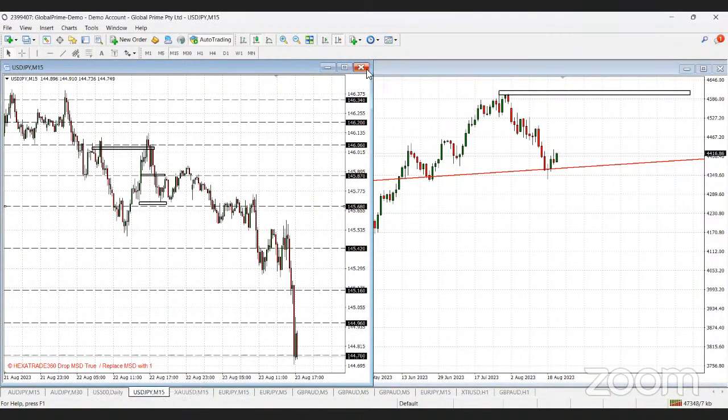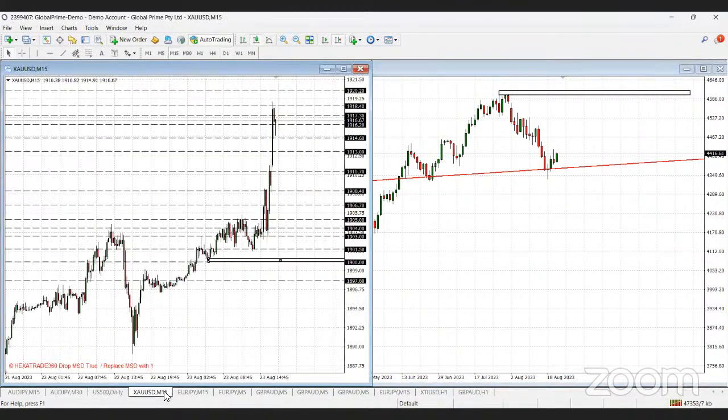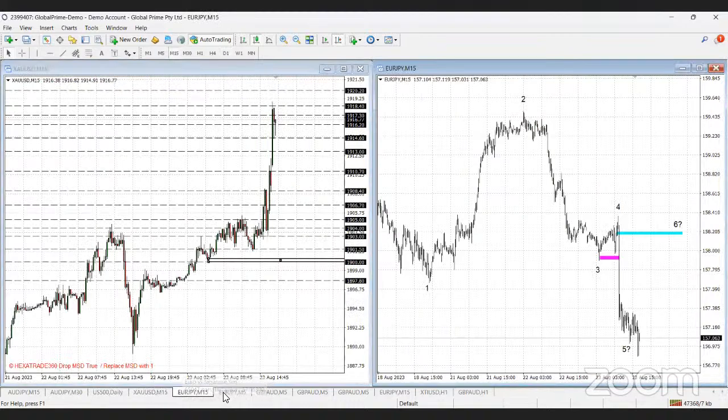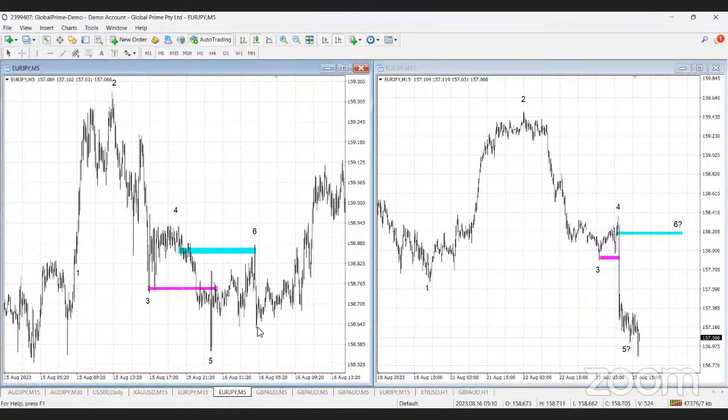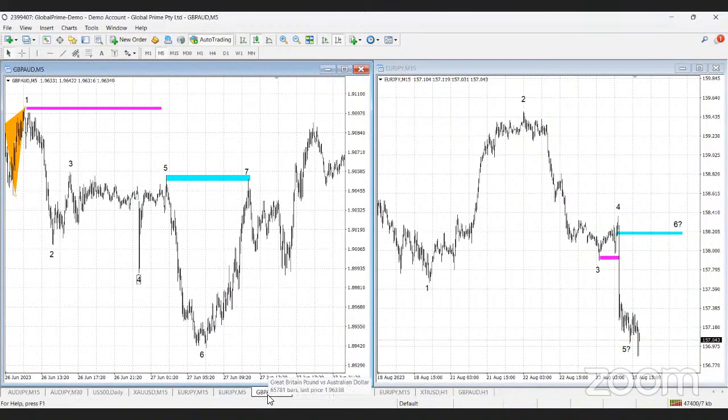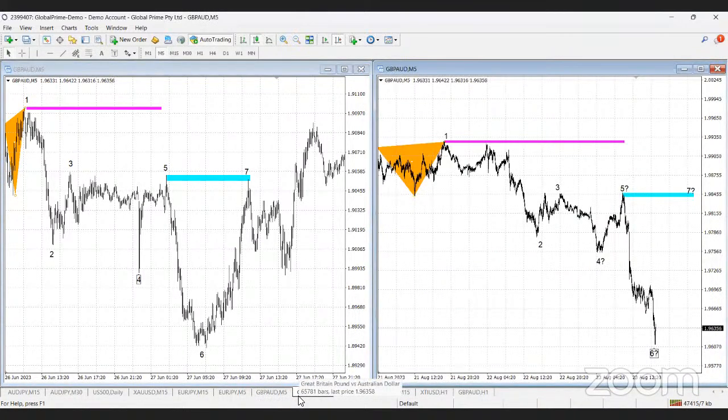Dollar yen, okay, here we go. That was a square of 9 levels. Gold heading up. Okay, so euro yen, we're still expecting a move back up to 6. Pound Aussie looking for 6 and still back to 7.